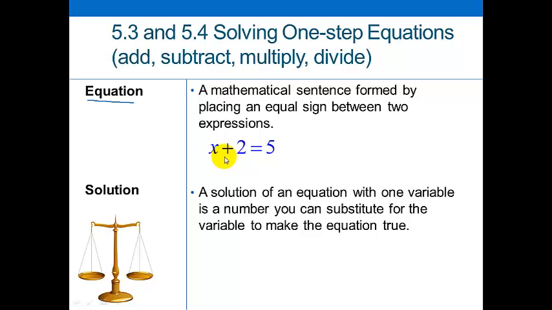So for this one up here, we've seen this, and you could do it with mental math. We're going to be pretty specific about making sure that you write this stuff down. But let's just take a look at this. What number plus 2 equals 5? Yep, that's going to be 3. So 3 plus 2 would equal 5. So 3 is a solution.